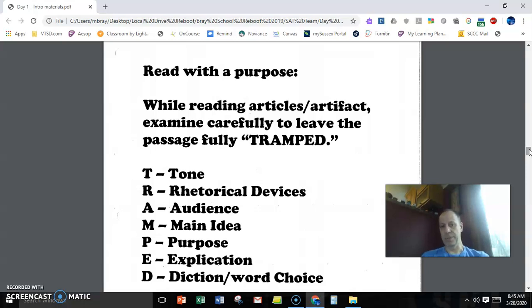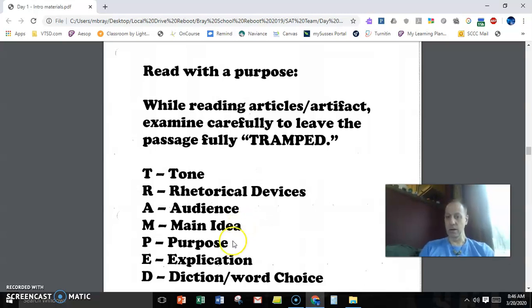exam, but it's also the essay portion as well as embedded in a lot of the reading portion of the SAT. So the TRAMPed is an acronym for the things that we're going to look for, but they kind of go together. So while it's not necessarily in order, I think the most important thing you could do is identify the main idea and purpose. So the main idea answers the question, what is this article or passage about? And then purpose is, what is the author trying to get out of it? What is his or her end goal?